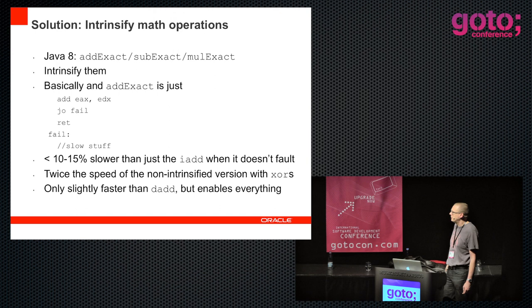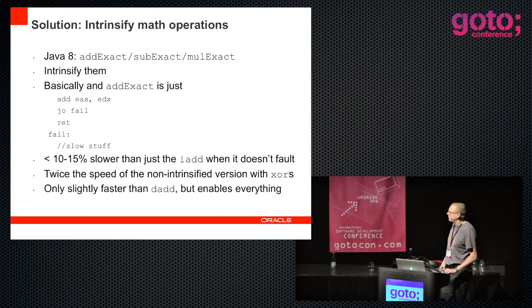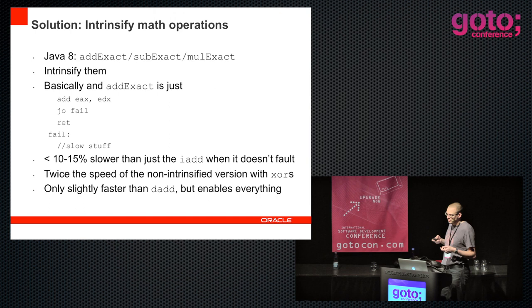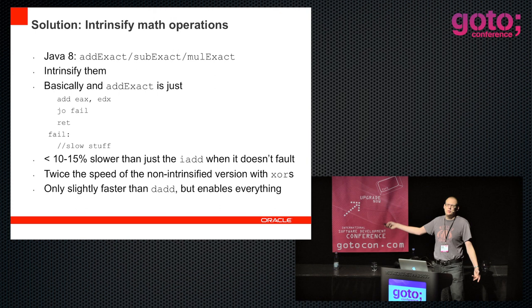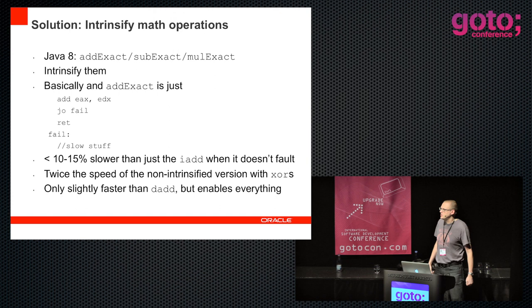And it's never going to overflow, because if people use int, it tends to be int in JavaScript. It's very rare that it's anything else. So this is pretty good, because it's just about 10% slower than just using an iAdd, the add without any overflow check, when it doesn't fault. And it's twice the speed of the non-intrinsified version with the XORs. So it's only slightly faster than the dadd, but it enables everything, because the return value here is usually an int, and that will ripple down to other functions and other applications that can also use this int. And if we switch to an int arithmetic world, I can guarantee you it's faster than anything else.